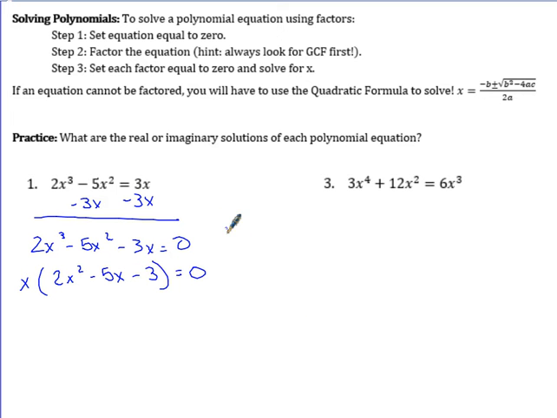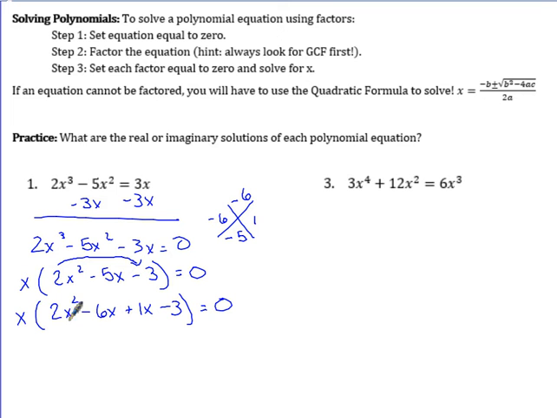So let's double check and see if this can be factored. Remember that when there's a number in front, we have to multiply that by what's at the end. So I'm looking for numbers that would multiply to negative 6 and add to negative 5. Okay, I can do that. I can do negative 6 and positive 1. So I still have this x outside. And then on the inside, I have 2x squared, and then I'm going to write my two factors. So minus 6x plus 1x, and then copy down that minus 3. So those four terms in the middle, I'm going to factor by grouping. This x is just going to hang out outside the whole time.